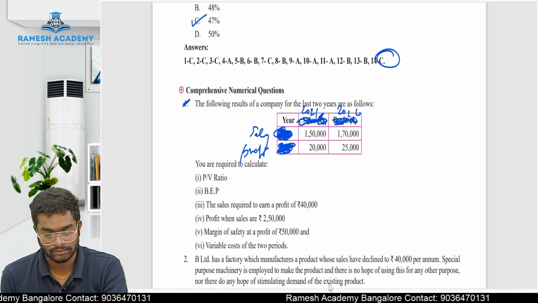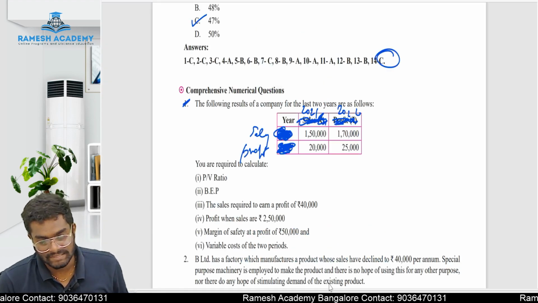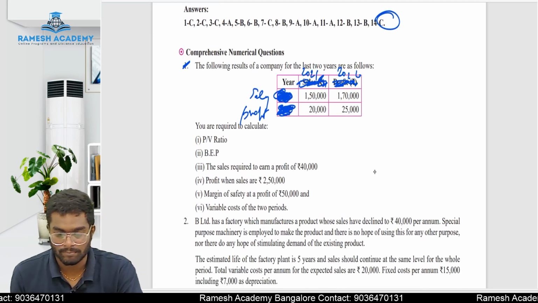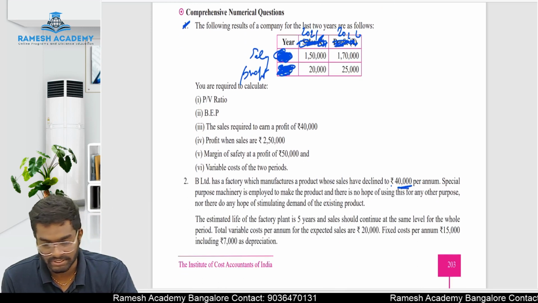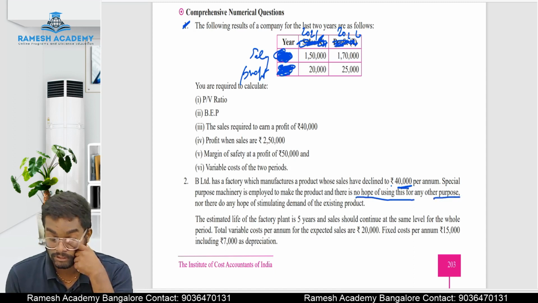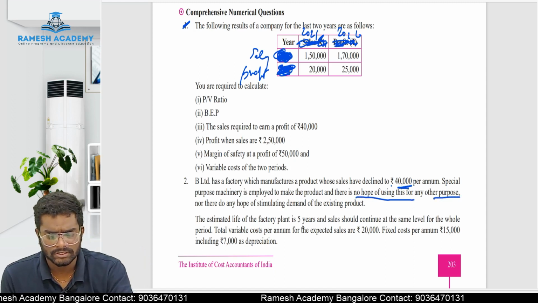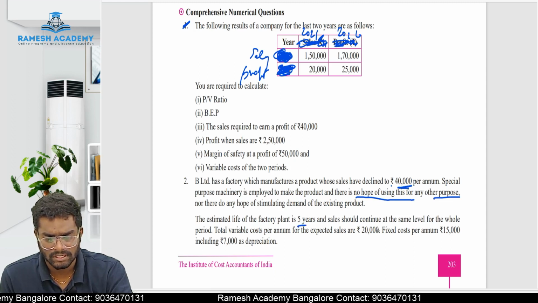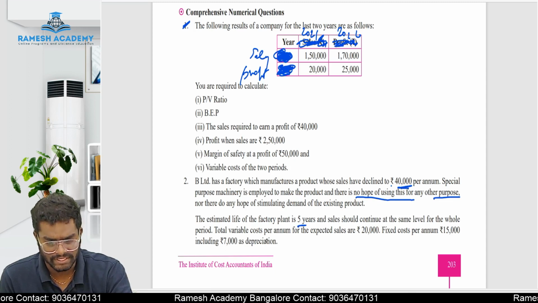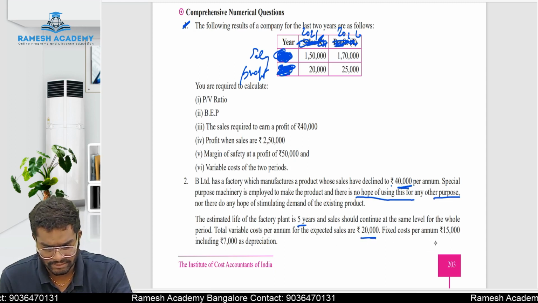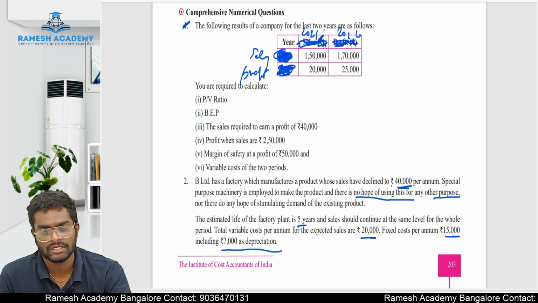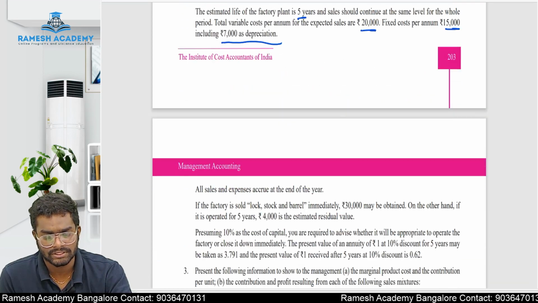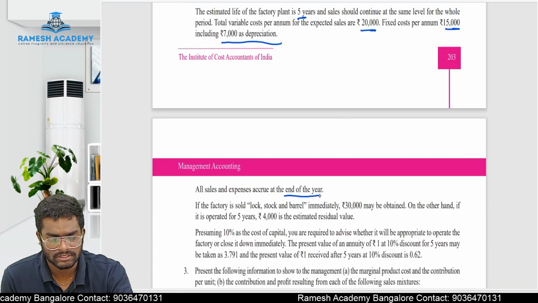Next we'll see the second question. B Limited has a factory which manufactures a product whose sales have declined to 40,000. So currently the sales is at 40,000. Special purpose machinery is employed to make the product and there is no hope of using this for any other purpose, so other than this purpose, it is scrapped. The estimated useful life of the factory plant is 5 years and sales should continue at the same level for the whole period. Variable cost is expected at 20,000. Fixed cost is 15,000, including depreciation of 7,000. So there is no requirement to separately charge the depreciation. All sales and expenses are incurred at the end of the year.